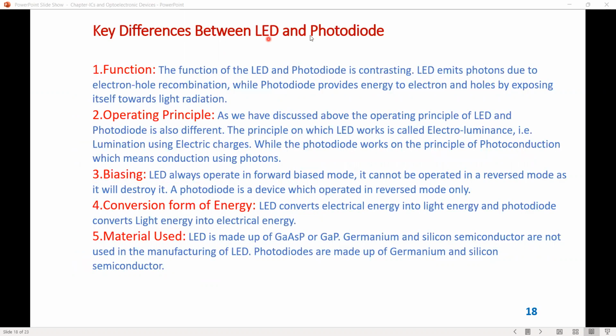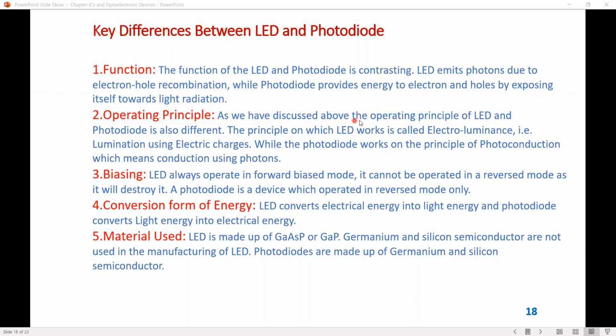Now, the key difference between the LED and photodiodes is again important. You can just read what is the difference between LED and photodiodes. Function: the function of the LED and photodiodes is contrasting. LED emits photons due to electron hole recombination, while photodiode provides energy to electrons and holes by exposing itself towards light radiation. So, opposite operation.